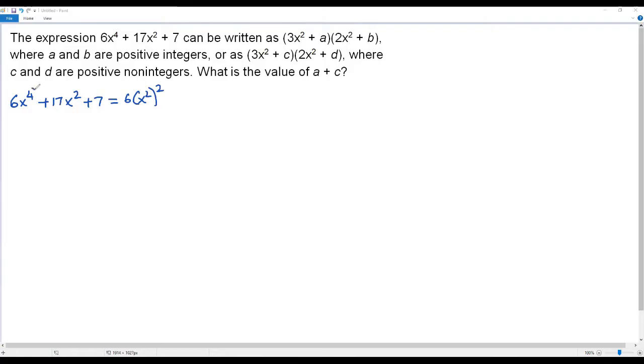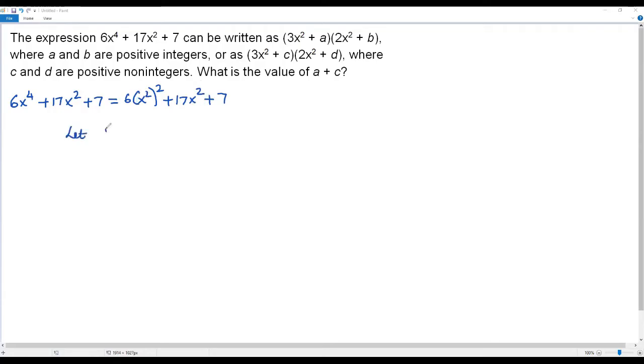So first I have written x^4 as (x^2)^2, because the simplification is equal to x^4, since 2 times 2 is 4, plus 17x^2 + 7. Now let me assign a new variable for this x^2, so that I can plug in the new variable over here and here. Then the expression will become a quadratic expression.